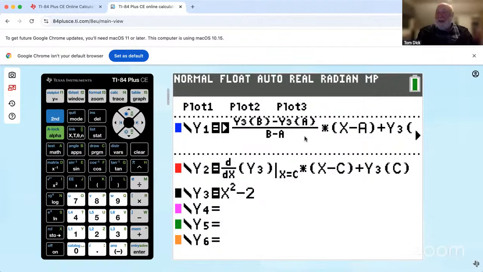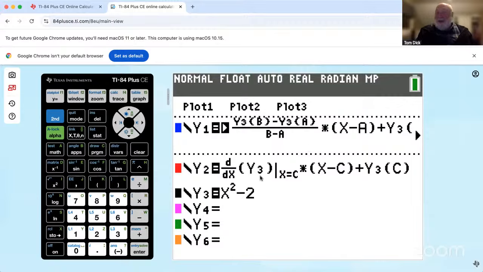So this is what the secant line equation would look like on the interval from A to B, where Y3 is my function. I've got Y3 of B minus Y3 of A over B minus A. That's the slope of the secant line, times X minus A, plus Y3 of A. That makes sure it goes through the point A, Y3 of A. So there's my secant line.